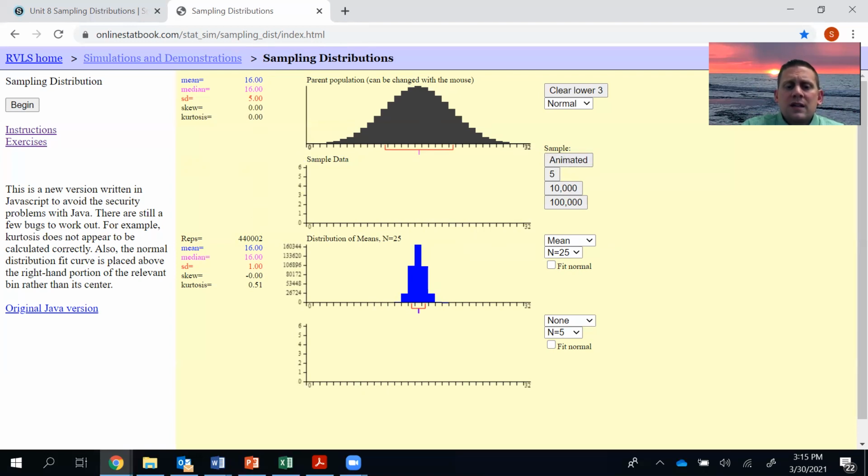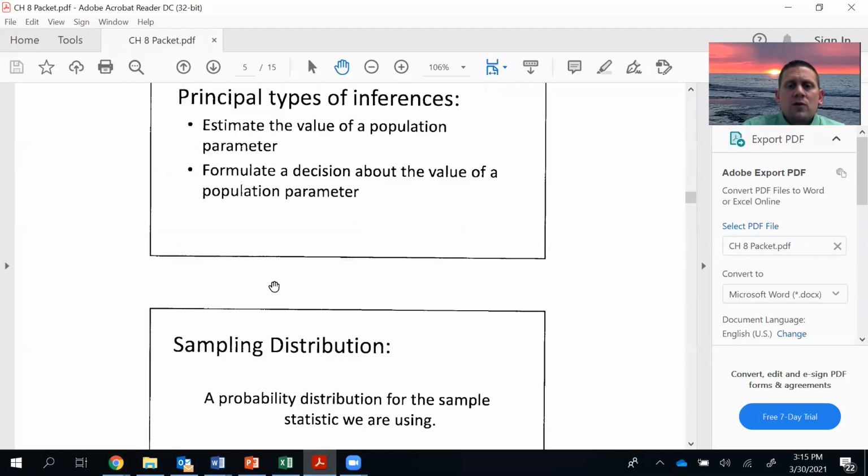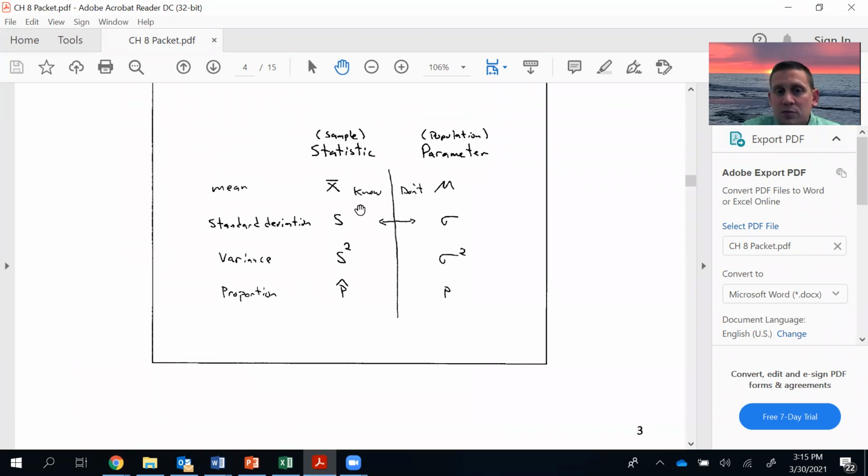All right. So some of the key things that we need to make sure that we are focused on in this is understanding what a sampling distribution is, and then knowing our terms and knowing our symbols, our abbreviated symbols here that we use to represent things.